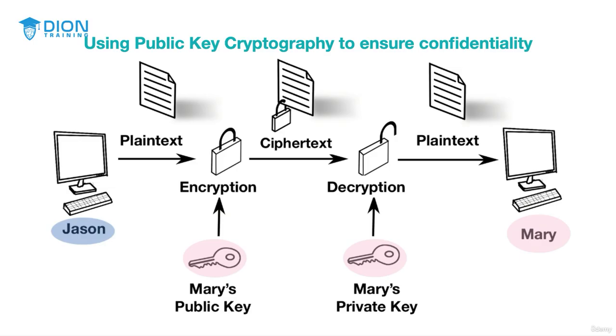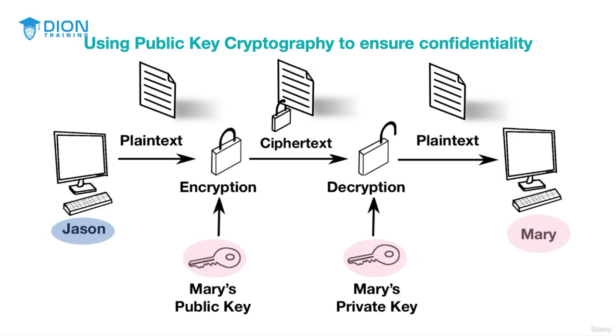So, if I want to send a document to my friend Mary, as you can see here on the screen, I'm going to encrypt that document using Mary's public key. By doing so, only Mary is going to be able to read it because only Mary is going to have Mary's private key. Now, this is going to be used to decrypt the contents and ensure the message I sent is safe from anybody else's prying eyes.